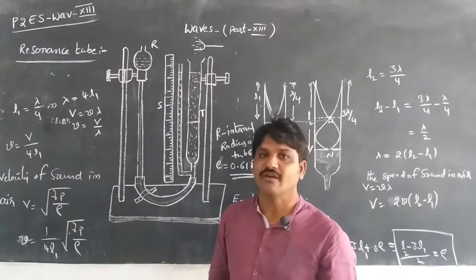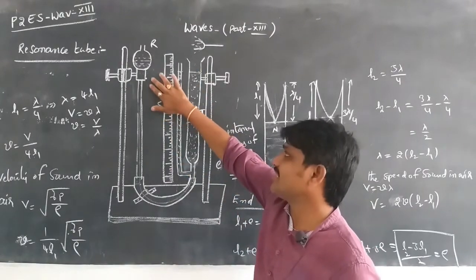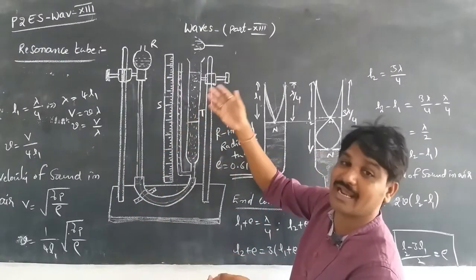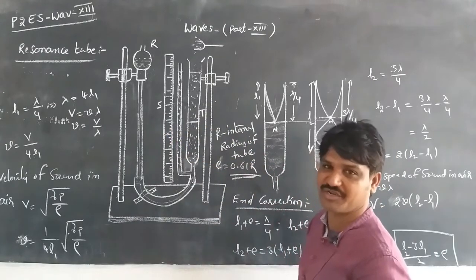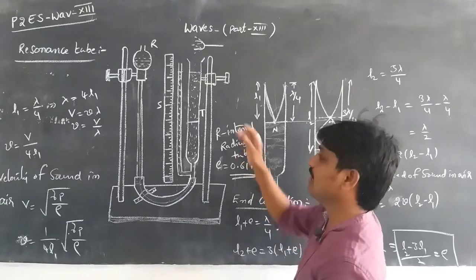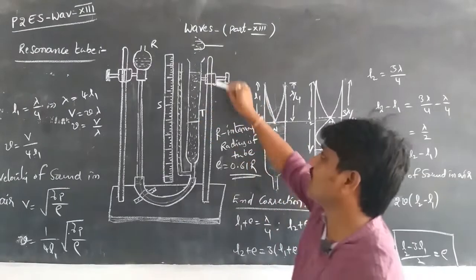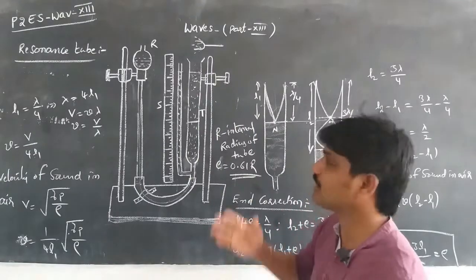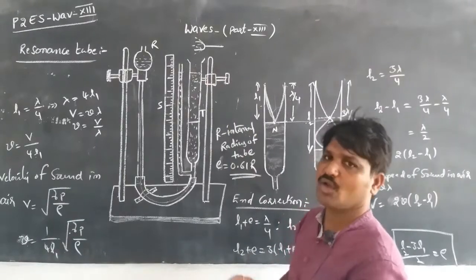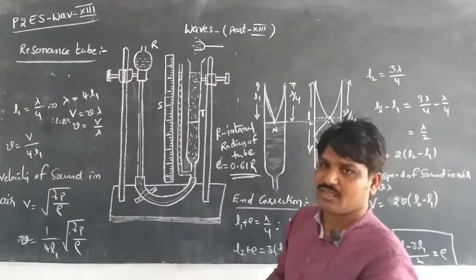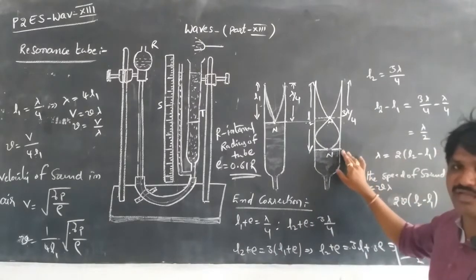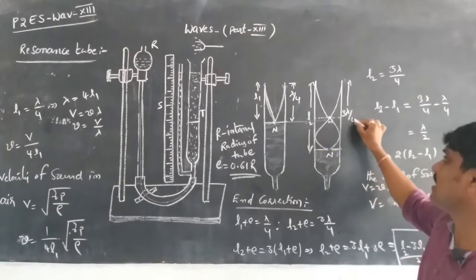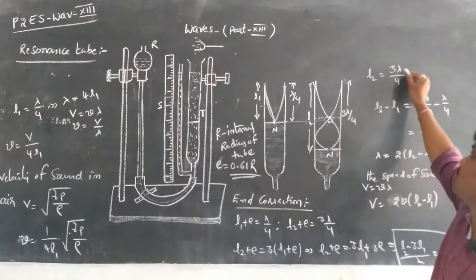Again, we take the water reservoir downwards to find another level, another air column mode of vibration. When the vibrating tuning fork is taken to the top of the tube, we get another sound. That will be the third harmonic, or first overtone. The length is taken as L2, and L2 is equal to 3 lambda by 4.